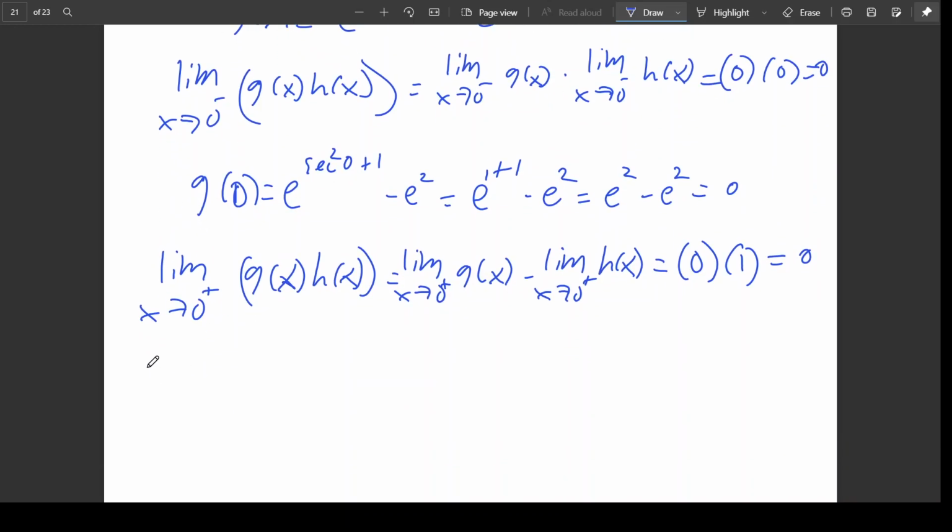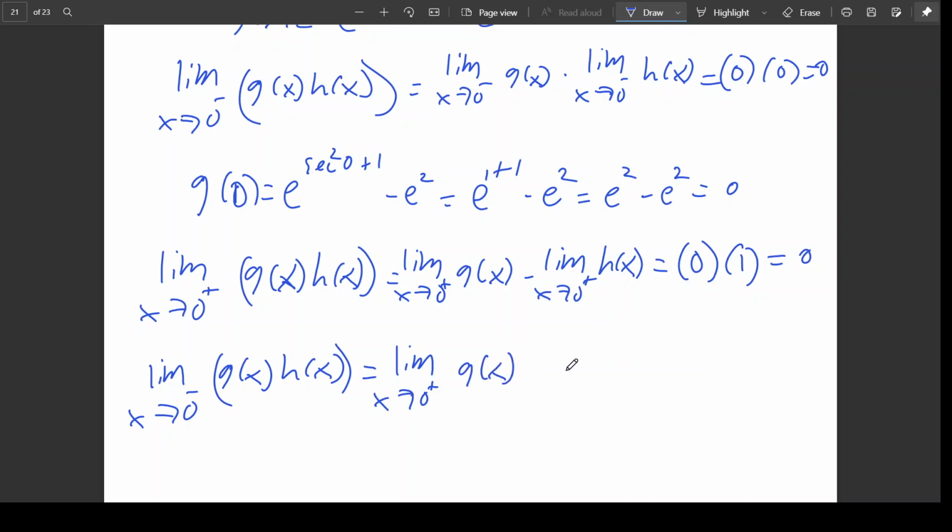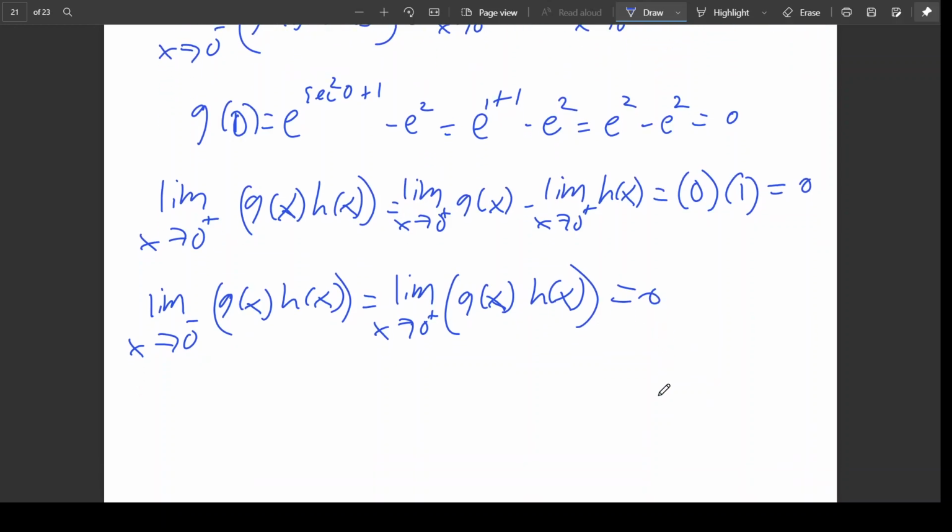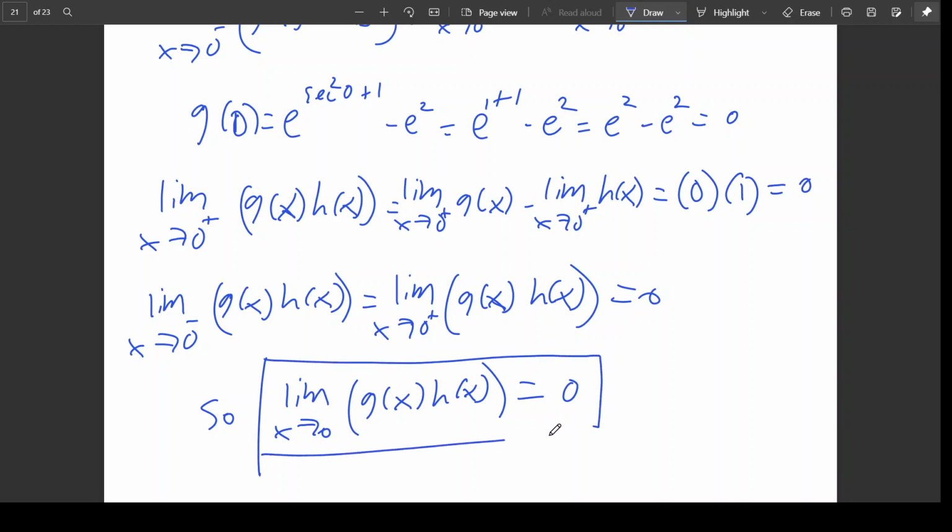So what we have now is that this limit from the left is approaching 0, and from the right it's also approaching 0. So the limit as x approaches 0 from the left of this function is equal to the limit as it approaches 0 from the right. They're both equal to 0. So what I can say is that the limit as x approaches 0, in general, equals 0, because the limit from the left equals the limit from the right. And there is the final answer, and that is the end of this exam, right?